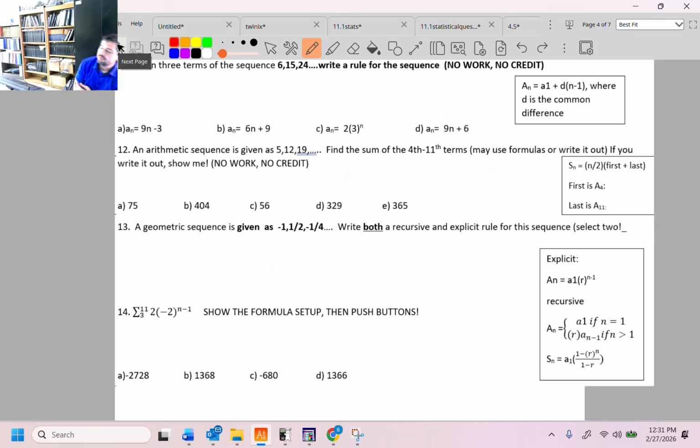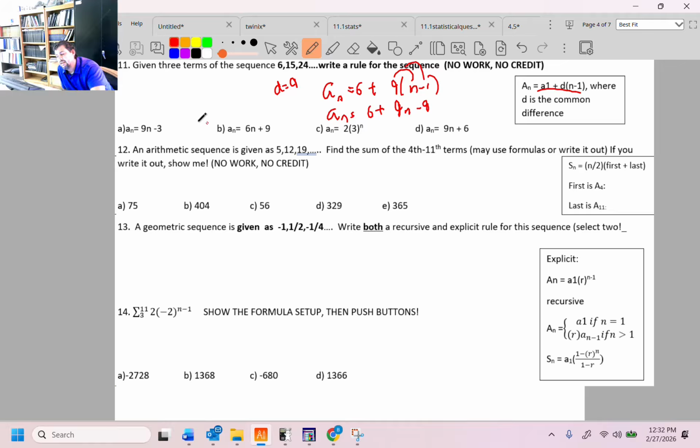Given 3 terms of the sequence, 6, 15, 24, write a rule for the sequence, no working, no credit. The difference here is 9, because 6 plus 9 is 15, and 15 plus 9 is 24. I got a formula right here. The nth term is the first term of 6 plus the difference of 9 times n minus 1, and then I just do math, kids. You act like you've never done math.